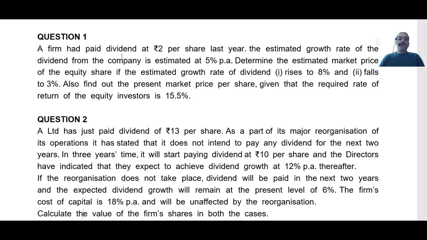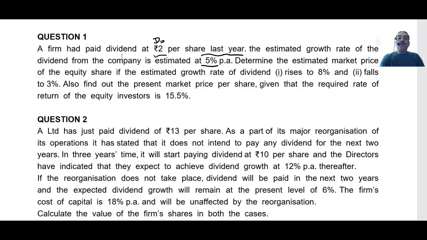First question says, a firm has paid dividend at 2 rupees per share last year. Last year means for last year. So this 2 rupees is D0. Estimated growth rate of the dividend from the company is 5%. Growth rate is 5%. So D1 will be 2 plus 5%. Is that clear? Okay. 2 plus 5% will be 2.10.